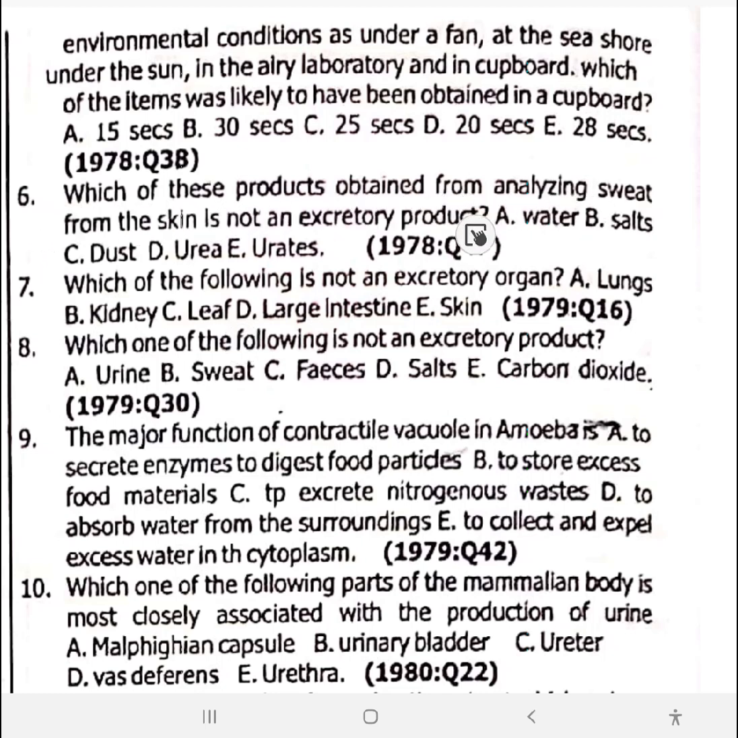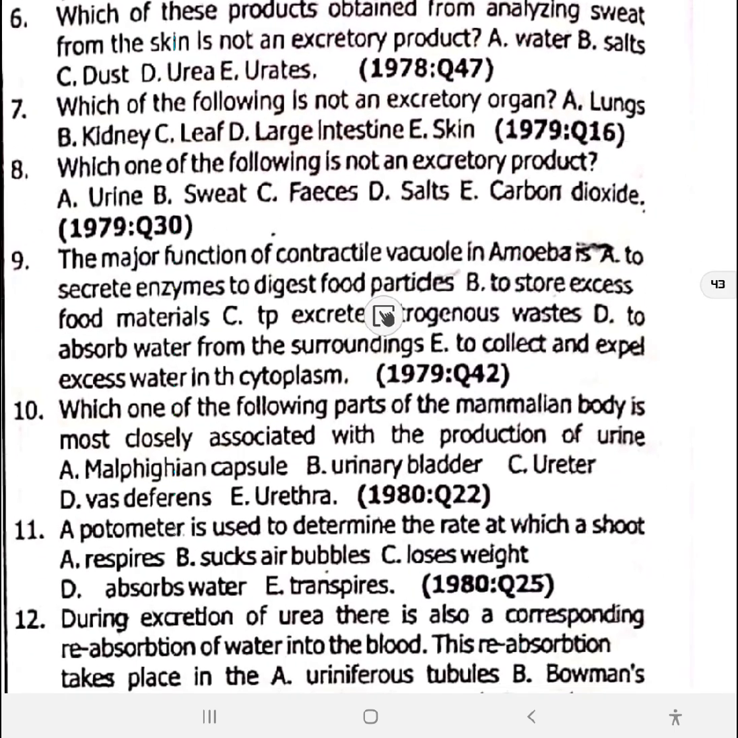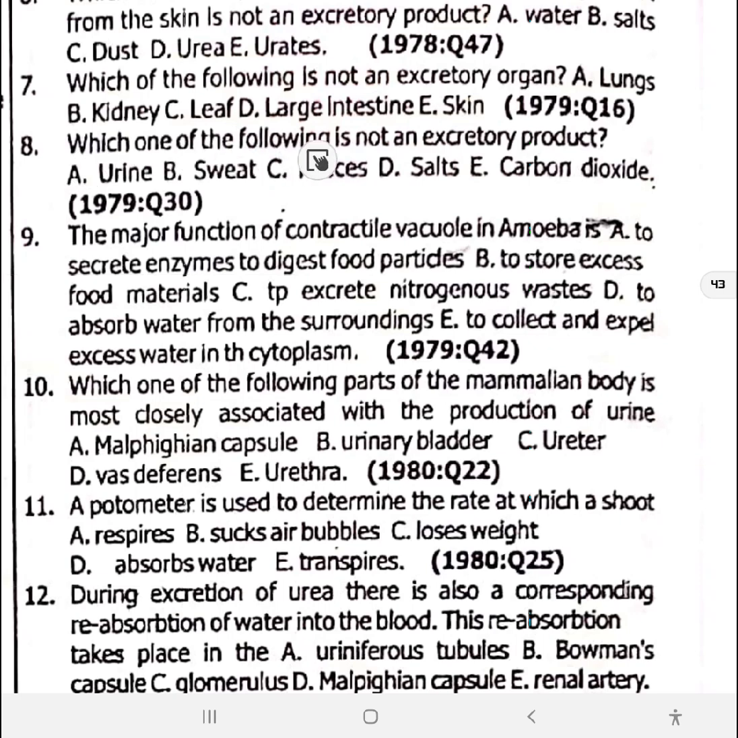Number six, which of these products obtained from analyzing sweat from the skin is not an excretory product? Six is option C, the dust. Seven, which of the following is not an excretory organ? Seven is option D, the large intestine. Eight, which one of the following is not an excretory product? Eight again is option C. The feces is not an excretory product.